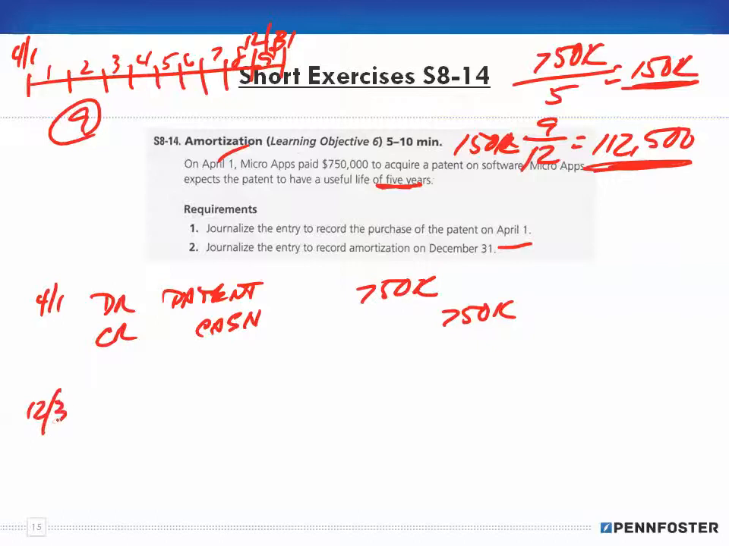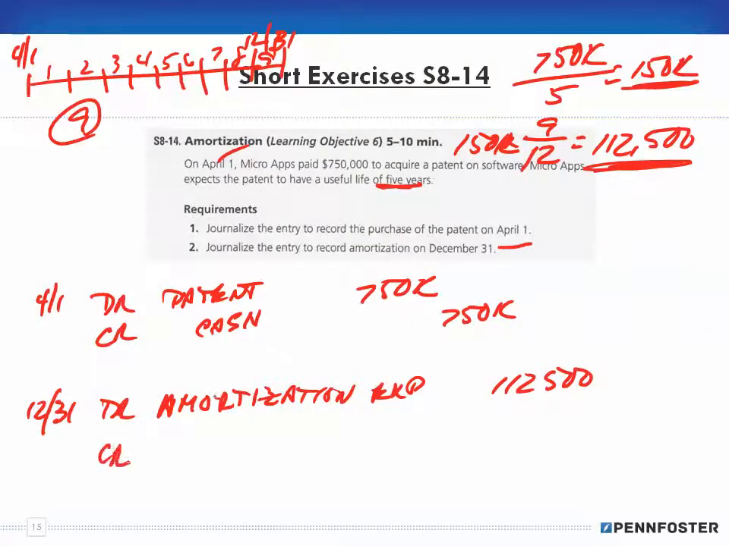So on December 31st, we're going to debit our amortization expense for 112,500, and we're going to credit our patent for 112,500. Now, this was the solution that showed up in the solution manual.